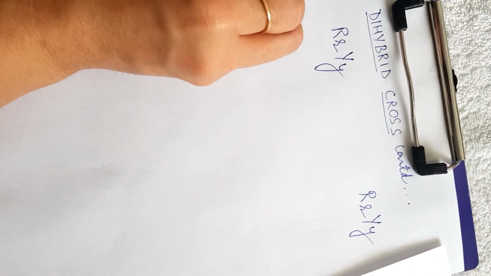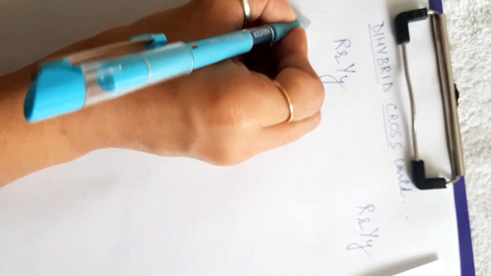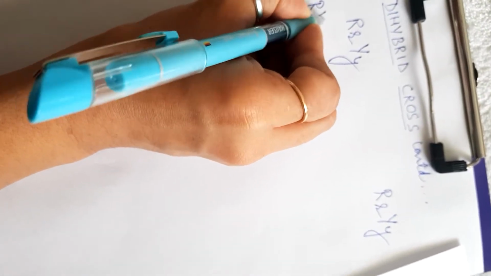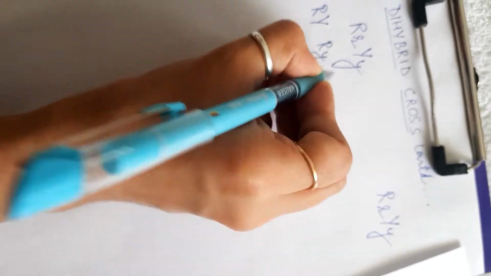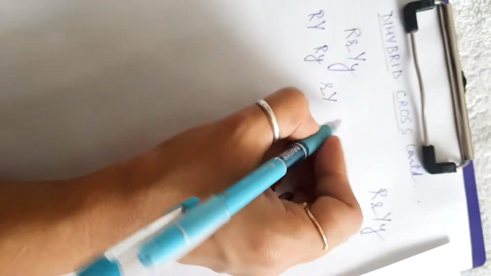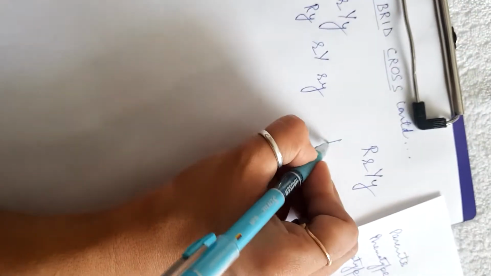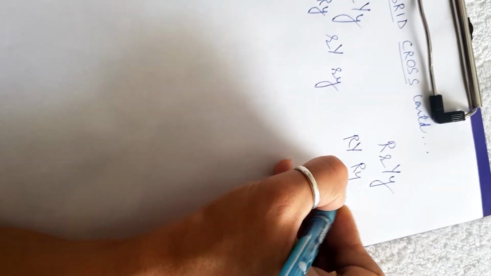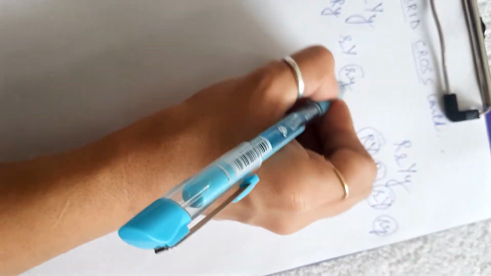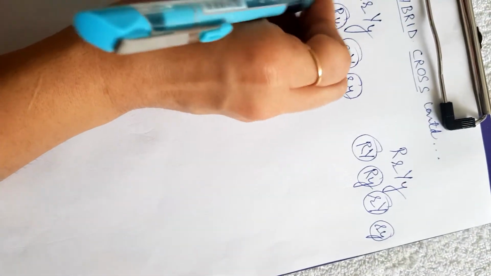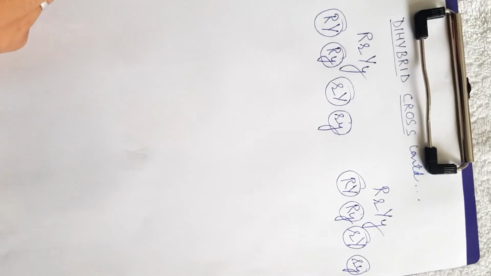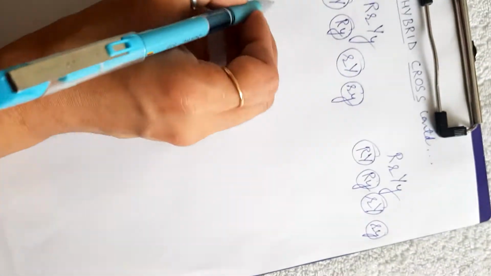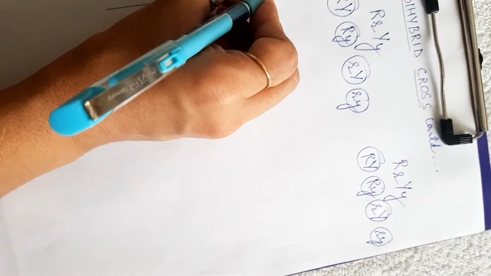And then you will get gametes. This will be capital R, capital Y; capital R, small y; small r, capital Y; small r, small y. Same here. So these are four gametes, same in both the cases, because both these offspring of the F1 generation are now the parents, and a cross will be made like this.